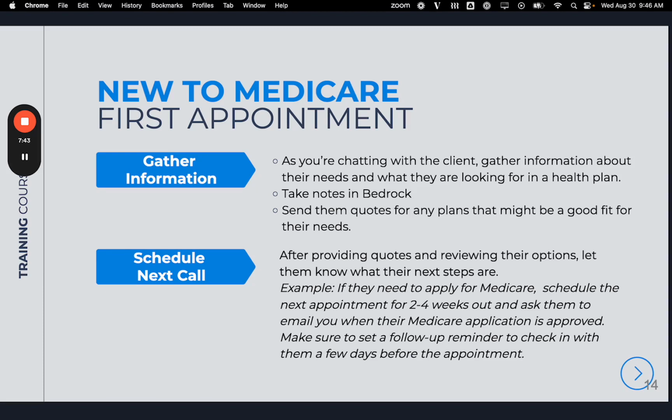Scheduling the next call. After providing quotes and reviewing their options, let them know what their next steps are. Example, if they need to apply for Medicare, schedule the next appointment for 2 to 4 weeks out and ask them to email you when their Medicare application is approved. Make sure to set a follow-up reminder to check in with them a few days before the appointment.